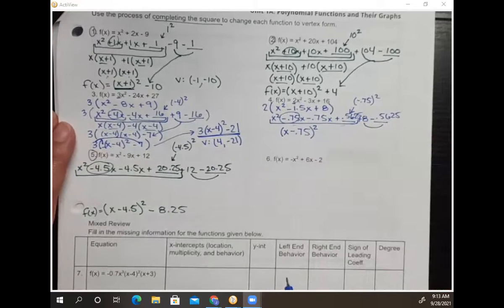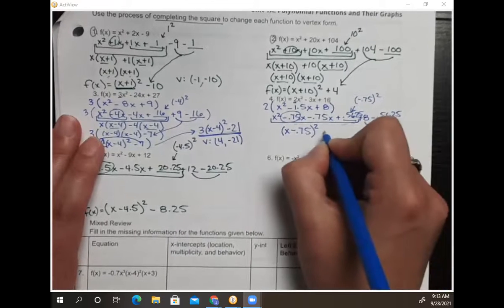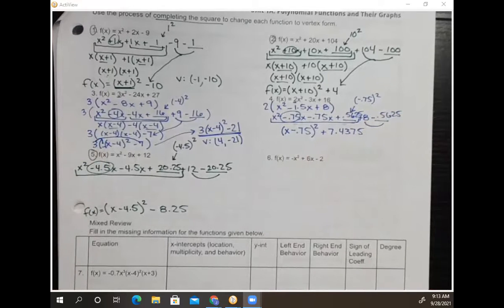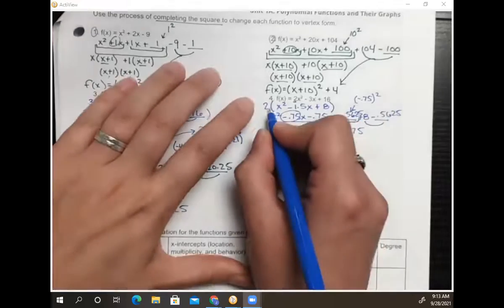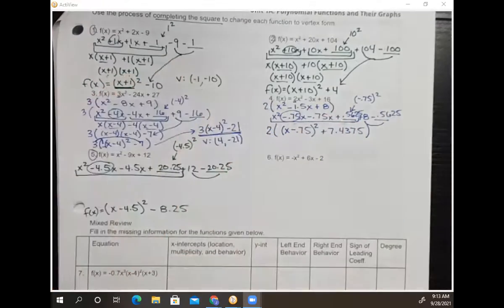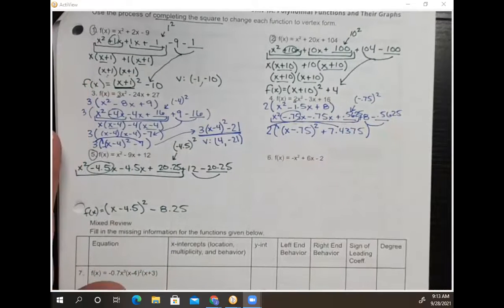And then I'm going to combine these like terms. So I need to do 8 minus 0.5625. That gives me 7.4375. And now remember, this is all in parentheses with that 2 outside. So my last step is to distribute that 2 back in so I have my vertex form.